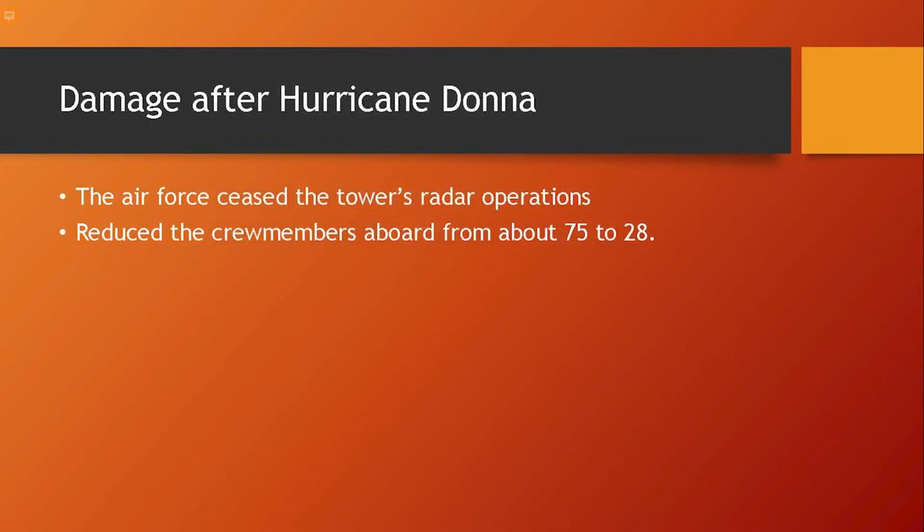Damage after Hurricane Donna forced the Air Force and its construction contractor to plan to renovate the tower. The date for renovation was set to begin February 1st, 1961, and the crew that remained with the tower was a volunteer repair crew consisting of 14 Air Force and 14 civilian personnel.